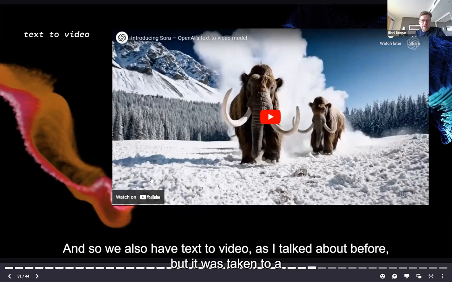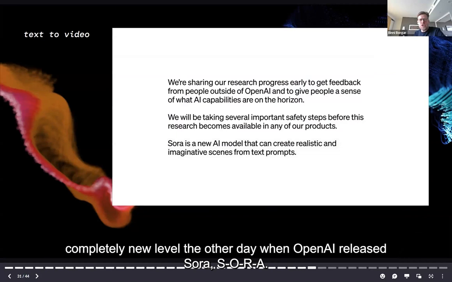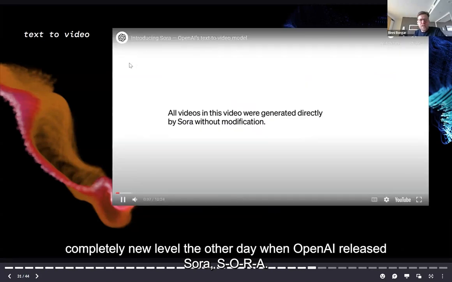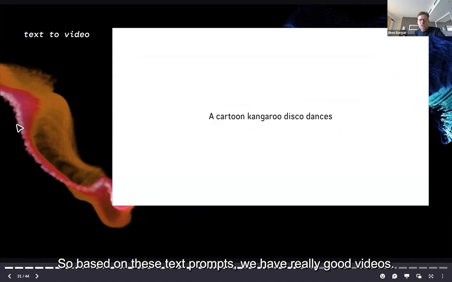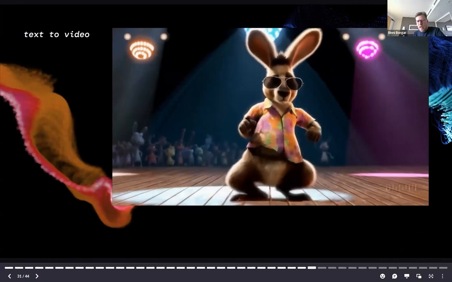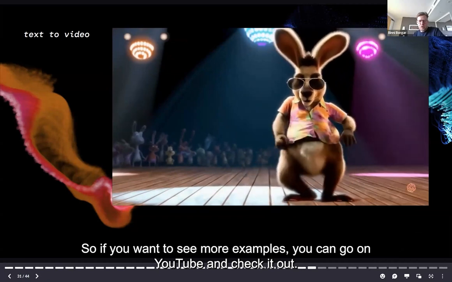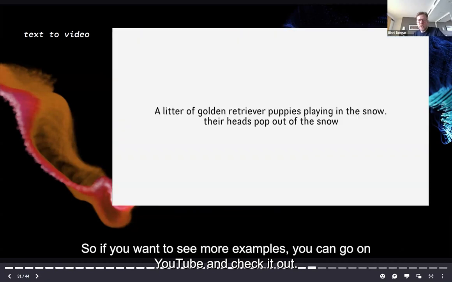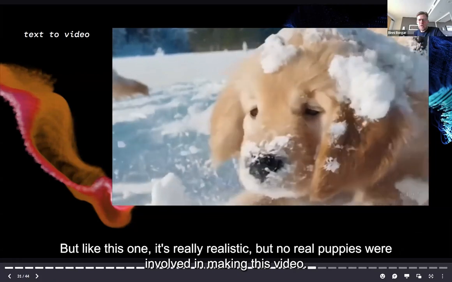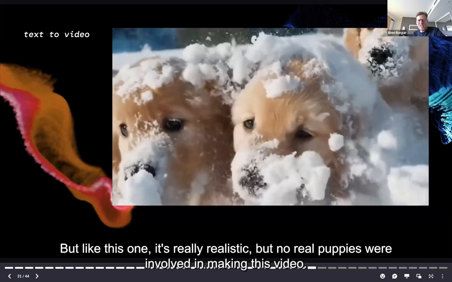And so we also have text to video, as I talked about before, but it was taken to a completely new level the other day when OpenAI released Sora, S-O-R-A. Based on these text prompts, we have really good videos. If you want to see more examples, you can go on YouTube and check it out. But like this one, it's really realistic, but no real puppies were involved in making this video.